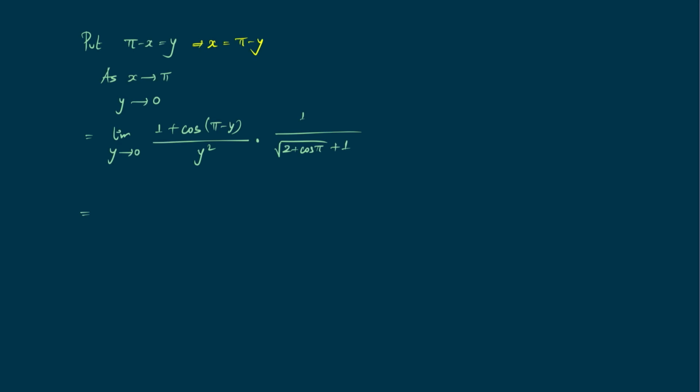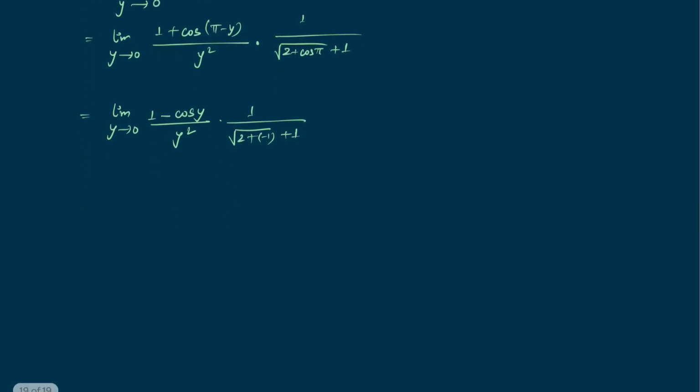So it will be limit y tends to 0 of (1 + cos(π − y))/y². Now see here, π − y is in which quadrant? The second quadrant, and in the second quadrant cos is negative, so it will be (1 − cos y)/y² into 1/(√(2 + cos π) + 1). Now what is the value of cos π? It is −1, so it will be 1/(√(2 − 1) + 1).